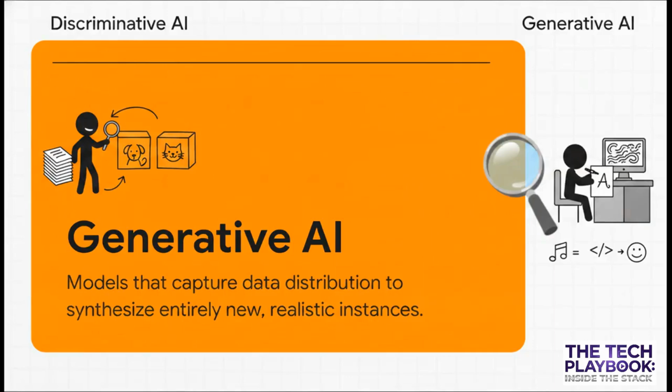Generative AI fundamentally changes the game. It actually captures the underlying distribution of the data. It learns the deep, complex mathematical correlations behind how things are constructed, and then uses those learned patterns to synthesize entirely new, realistic things. It doesn't just sort the mail anymore. It writes a brand new original letter. We're talking creating text, writing software code, and generating images completely from scratch. It is literally the creative engine that sparked this whole revolution.